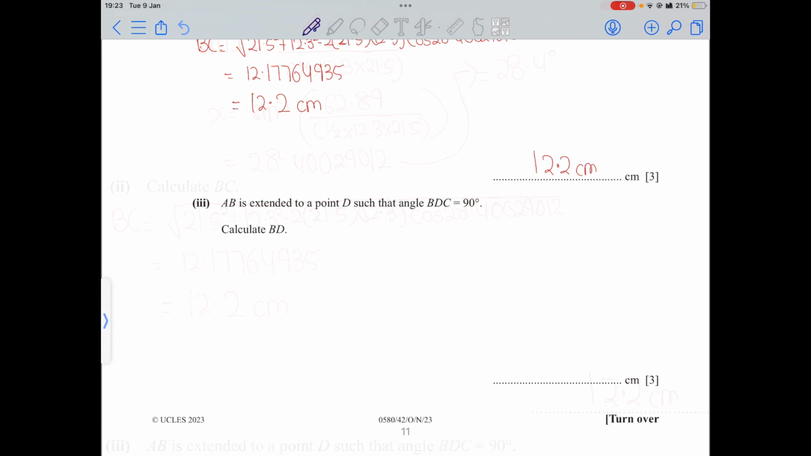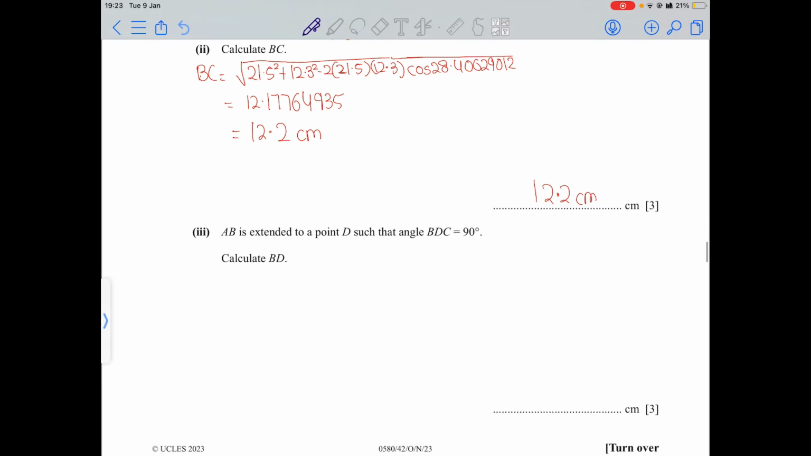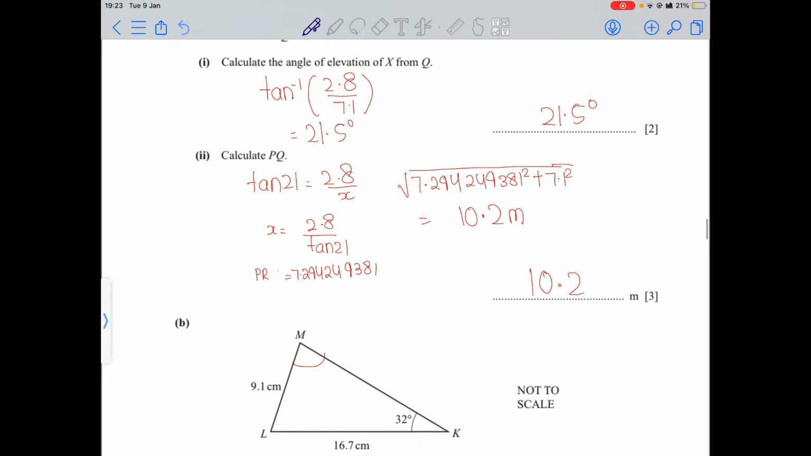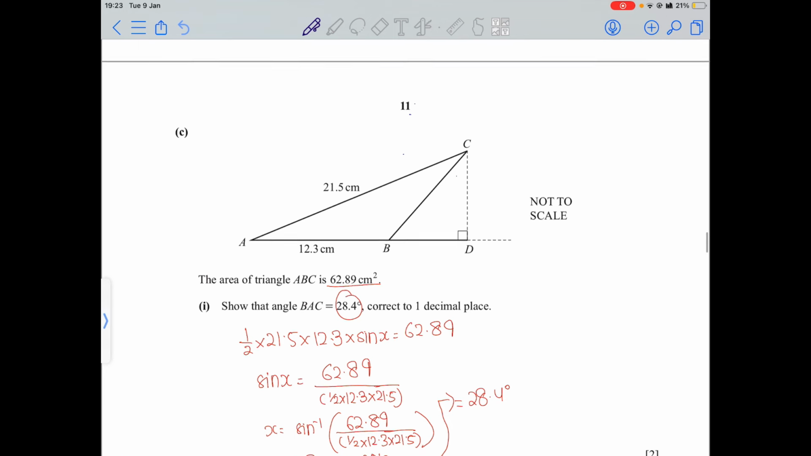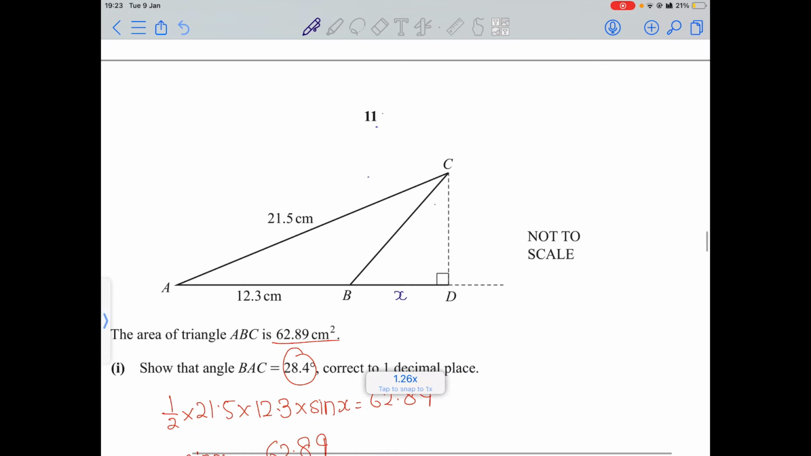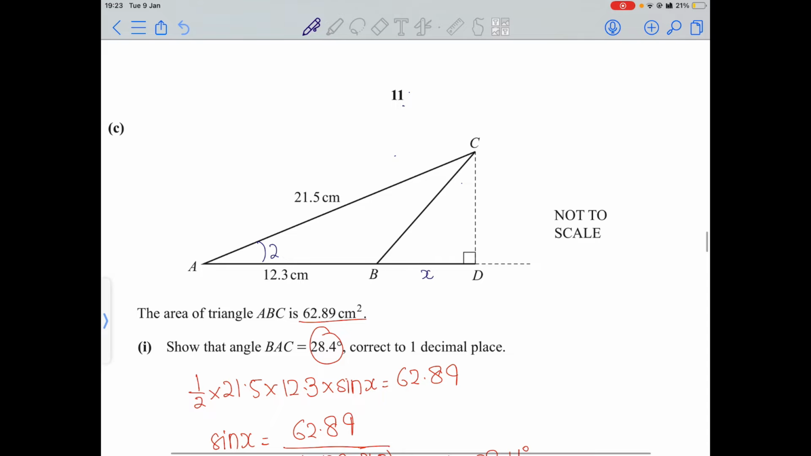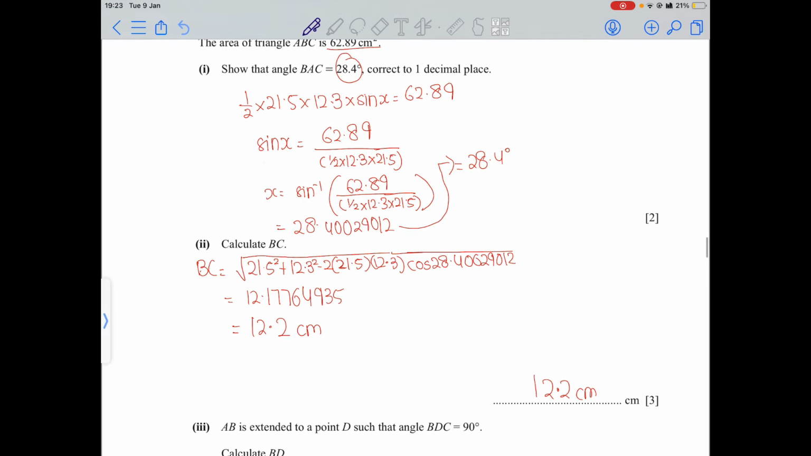12.2 cm. So here guys, we're looking at the second part, that is part C, part 3 for the question, I think question number 6, question number 7. In that they're asking us to calculate the length of BD, that means the length of this. Alright, so how will we calculate the length of this? First of all, we know that this is 28.4. And we also know the length of BC, which we calculated in the previous question.